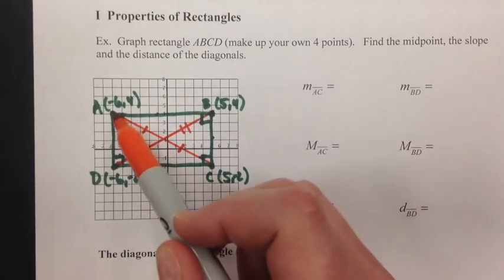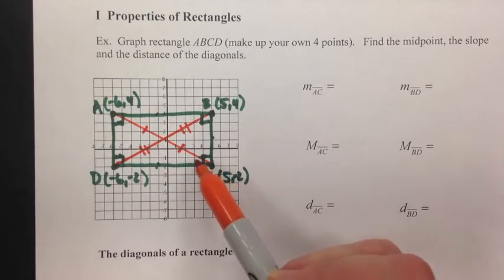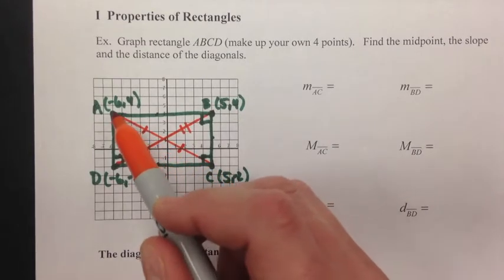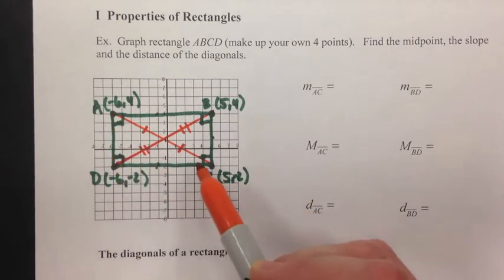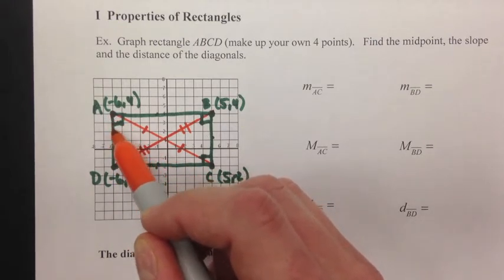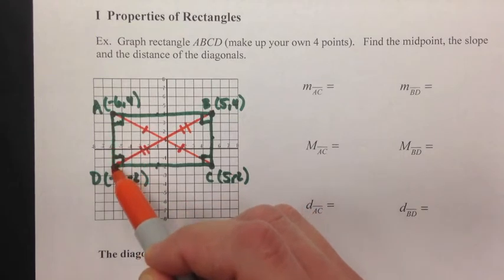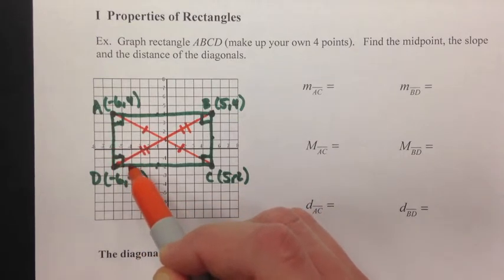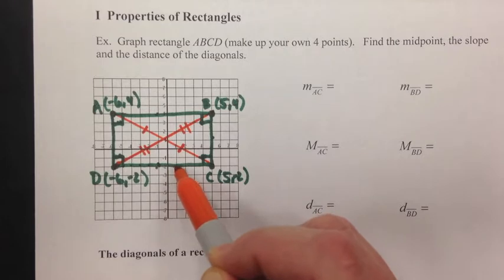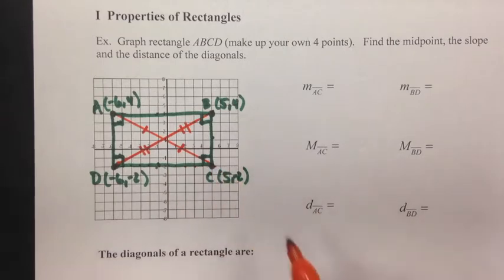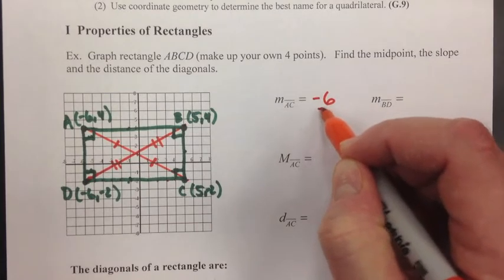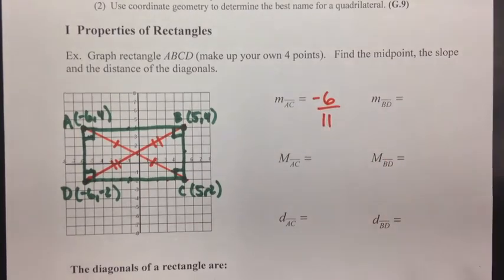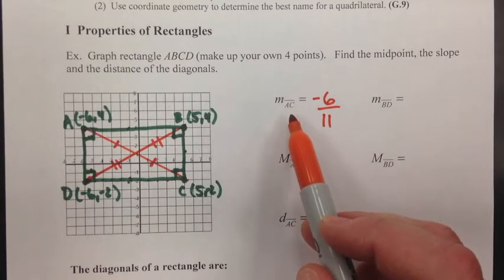So the slope for AC, I'm going to count the rise over the run. I'm going to start here, go down and then to the right. So I'm going to go down 1, 2, 3, 4, 5, 6, and then I'm going to go right 1, 2, 3, 4, 5, 6, 7, 8, 9, 10, 11. So the slope was down 6. Now down is negative, and then right is positive, so it's -6 over 11. That's the slope of AC.